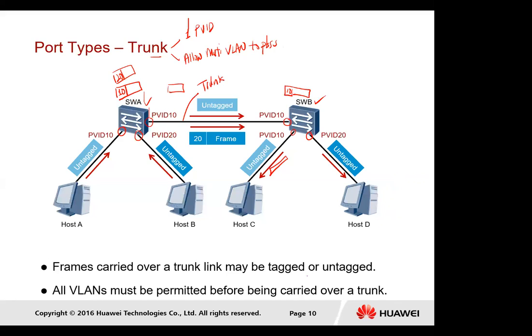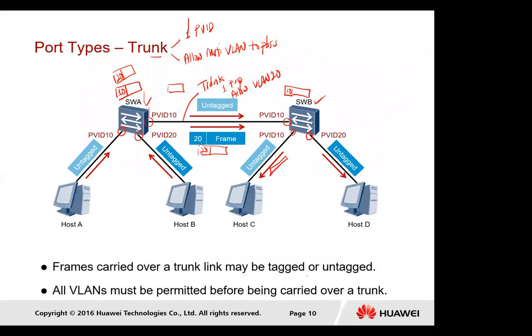When trunk, you can only have one PVID, and you allow VLAN 20 to pass through. When you allow VLAN 20 to pass through, I will not remove your VLAN 20. I will just send it as the same VLAN 20 and pass through switch B as normal.